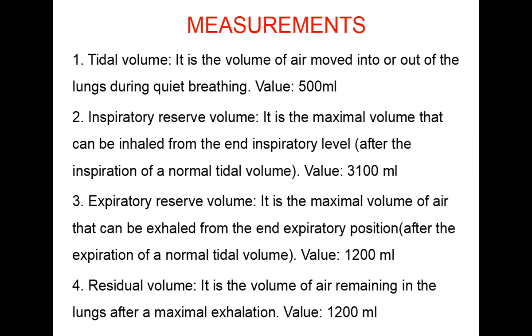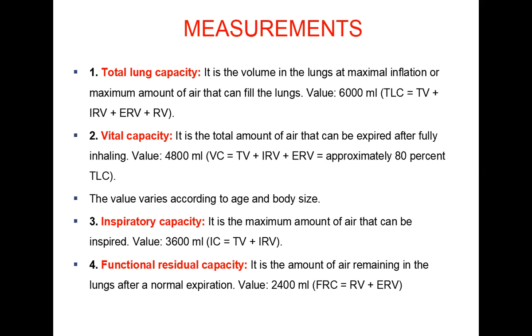Total lung capacity is the volume of the lung at maximum inflation, or the maximal amount of air that can fill the lungs, that is 6000 ml. So the total lung capacity is equal to tidal volume plus inspiratory reserve volume plus expiratory reserve volume and residual volume. So this is the total capacity of the lungs, whereas the vital capacity is 4800 ml, which may be 80% of the total lung capacity.